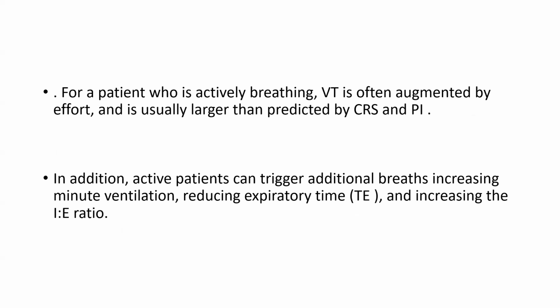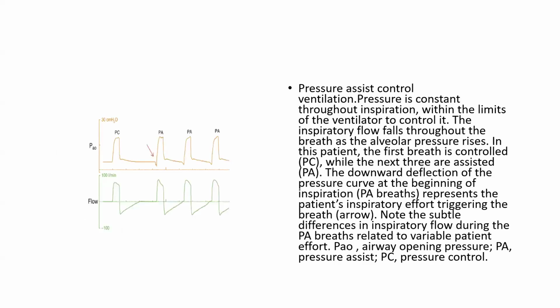In addition, active patients can trigger additional breaths, increasing minute ventilation, reducing expiratory time, and increasing the I:E ratio. Now the next is pressure assist control ventilation. Here the pressure is constant throughout inspiration within the limits of the ventilator to control it, and the inspiratory flow falls through the breath as the alveolar pressure rises. In this patient, the first breath is controlled while the next three breaths are assisted. The downward deflection of the pressure curve at the beginning of inspiration represents the patient's inspiratory effort triggering the breath.